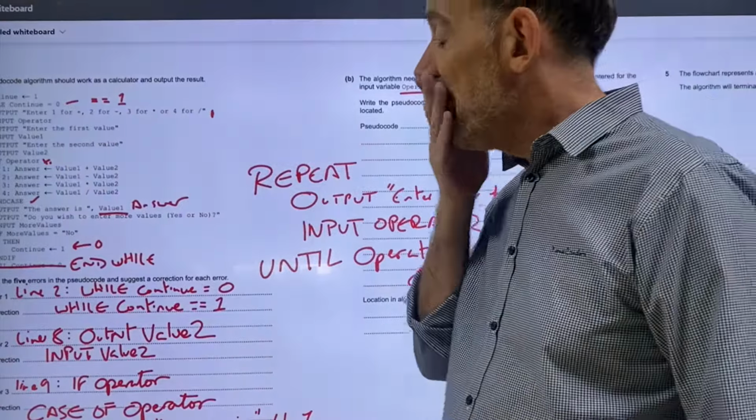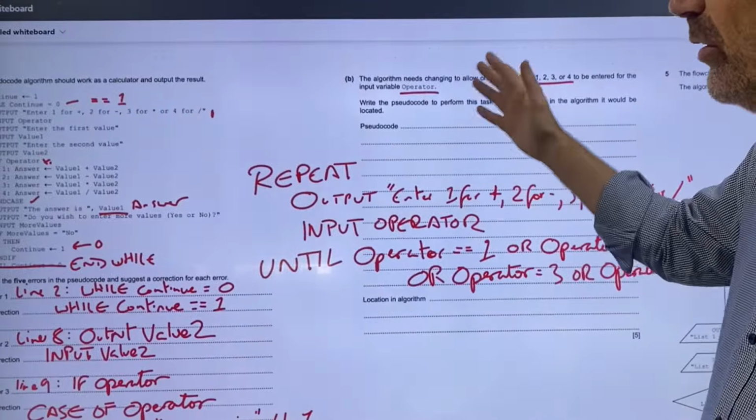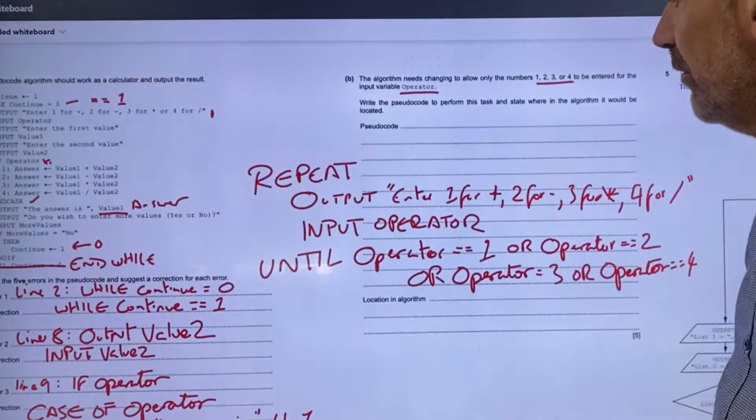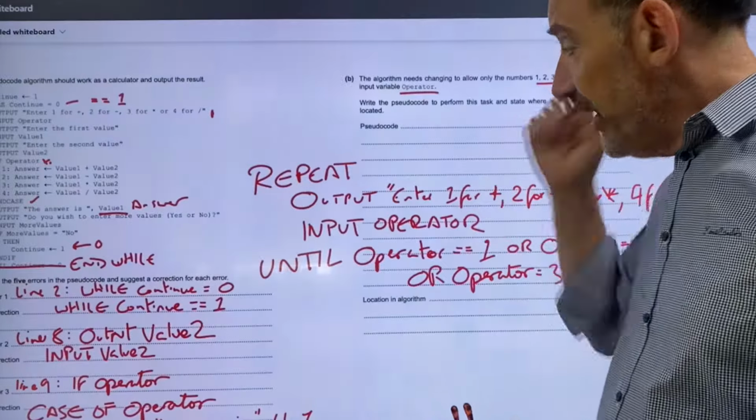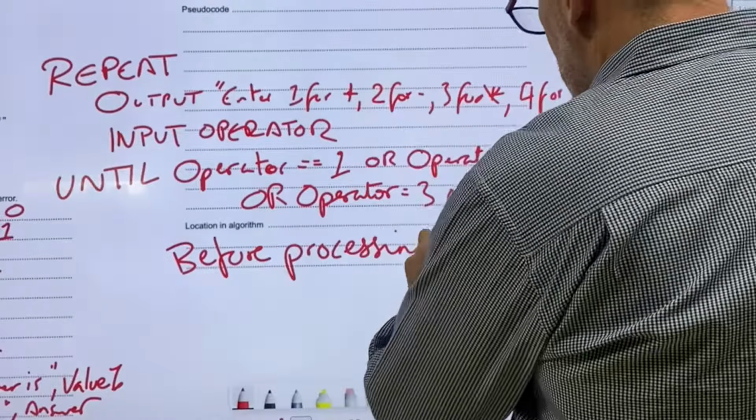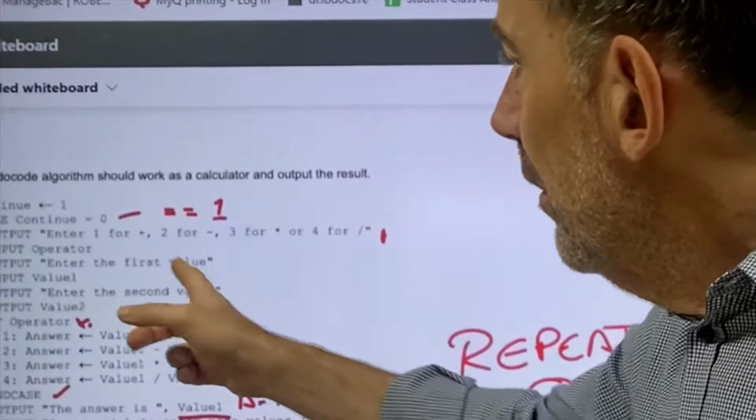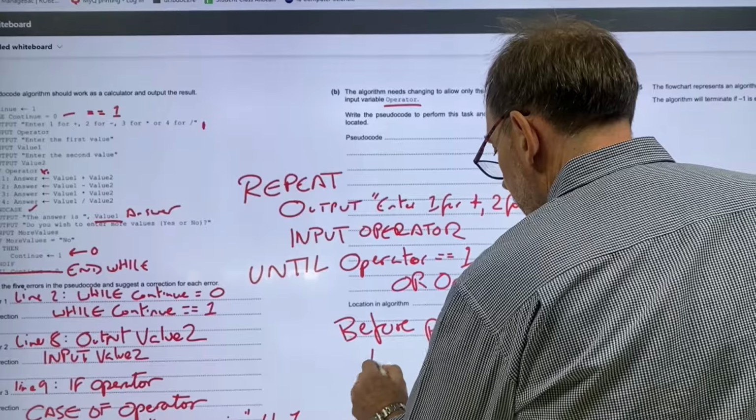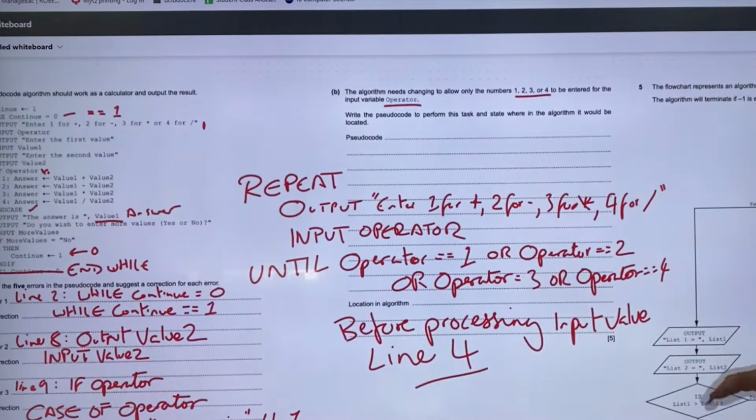Anything else, I could include it if I want, but anything else, I could say invalid input if I wanted to. But no, I'm just going to do that. If people put the wrong thing in, let's see. We can go overcomplicated. Okay, I think that's enough. Location in the algorithm: before processing input value. Line 4. Okay, so that should be it. I think that should get us 4 marks.